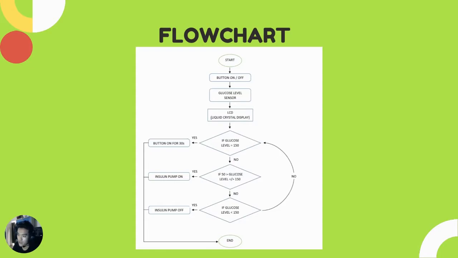If the glucose level is equal to 150, the button will turn on for 30 seconds. If the glucose is more than 150, the insulin pump will turn on until the glucose level is reduced to less than 150, until 50. When the glucose level reaches 50, the insulin pump will turn off, and the sensor will repeat itself over and over again, since the assignment requires the sensor to continuously detect the glucose level in the bloodstream.